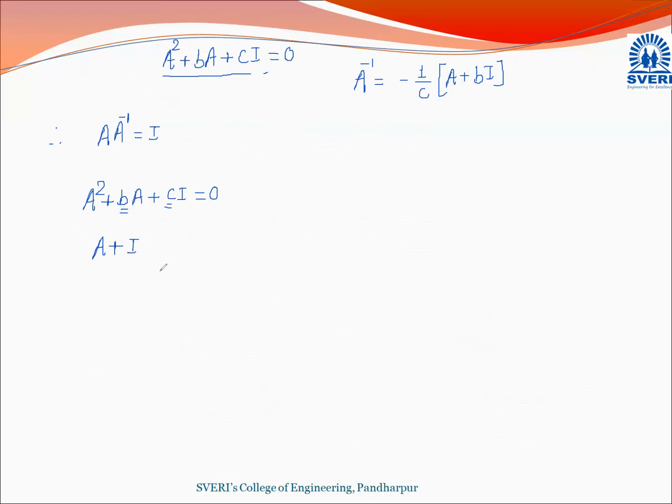Then next, I into A inverse, it will be A inverse, is equal to 0. So finding out A inverse is equal to minus A plus I. So taking directly whatever equation is there, multiply with A inverse and you will get the final answer.